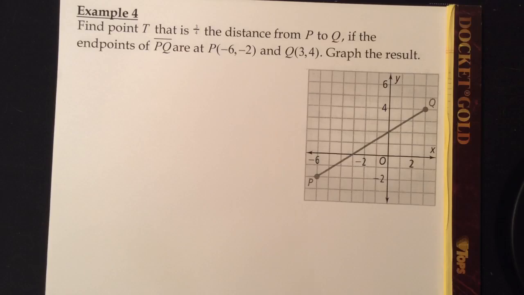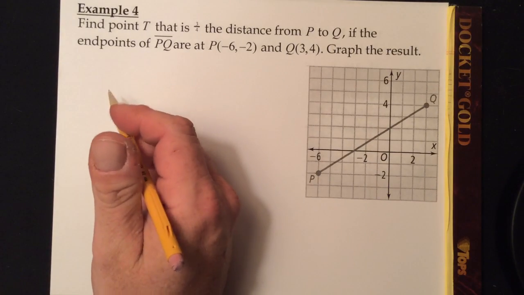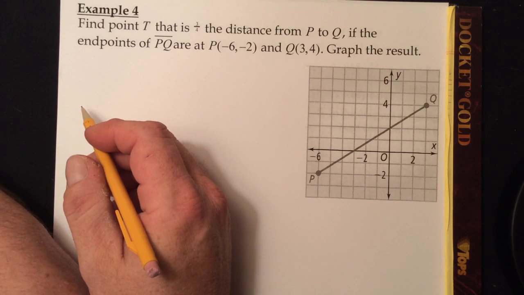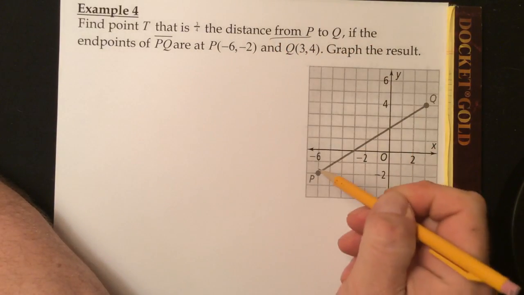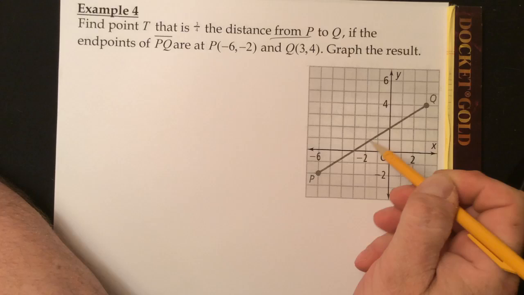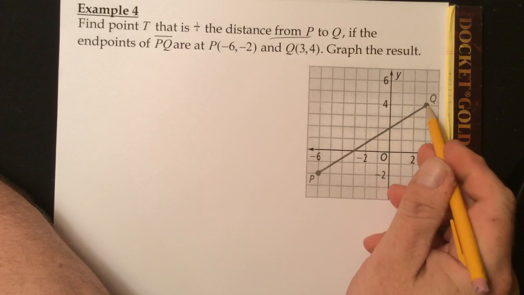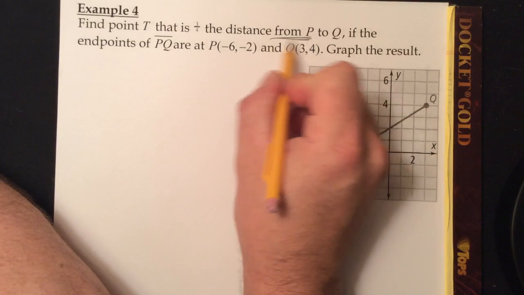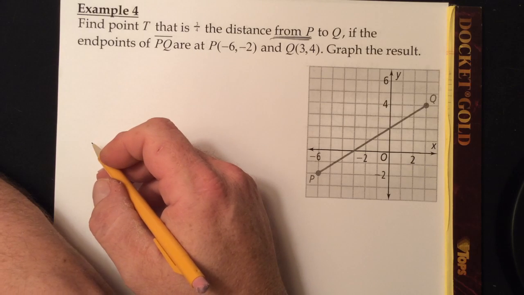There is a formula. We went over that in our lesson for this, and I'm going to show you how to use it. Example 4: find point T that's 3/4 the distance from point P to Q. So starting here, we're going to go 3/4 the distance to Q. Of course, it's going to be somewhere in here. If we were starting at Q and going from Q to P, it would be in a different location. So this is real important for you to notice from which point you start.